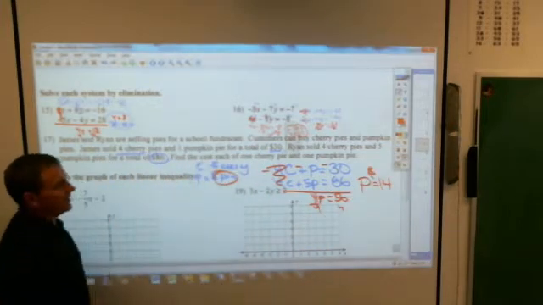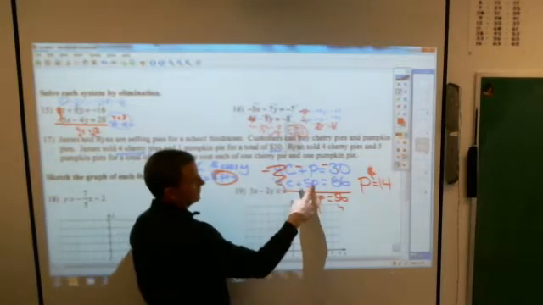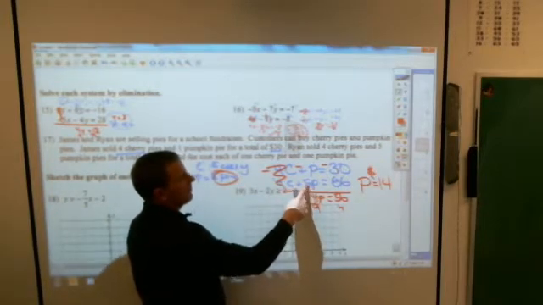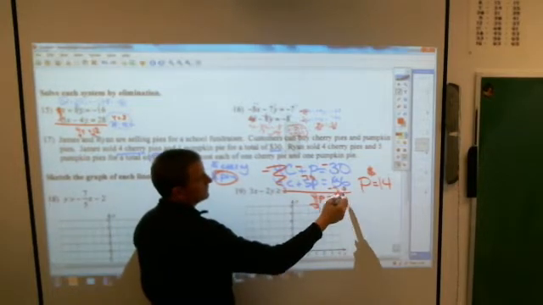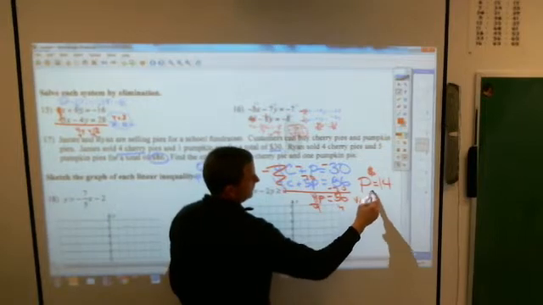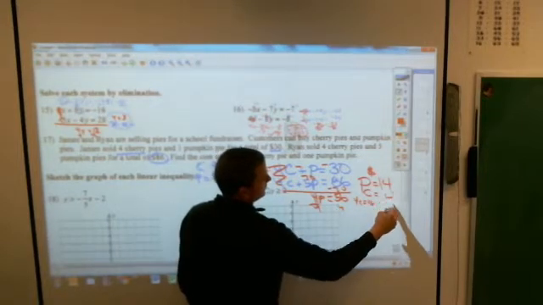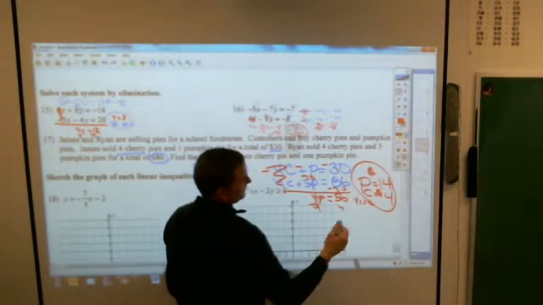If you put $14 in for your pumpkin pie, it doesn't really matter where. 5 times 14 is 70. Subtract 70 from this, you get 4c equals 16. So a cherry pie, I don't know why they're so much cheaper, is only $4. Apparently pumpkins are very expensive these days.